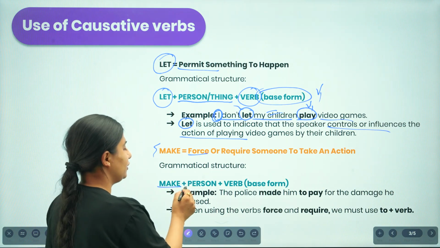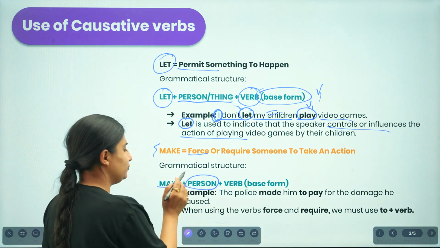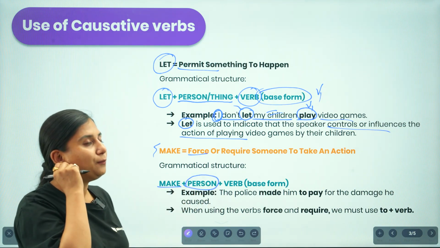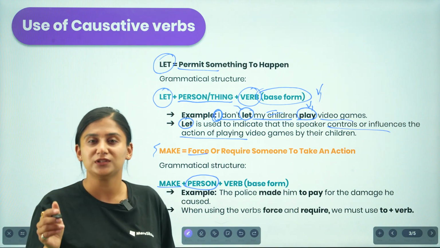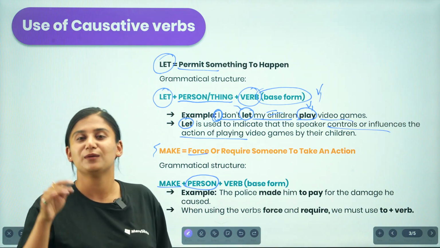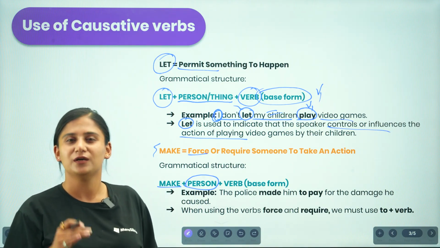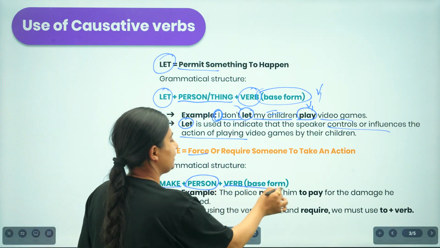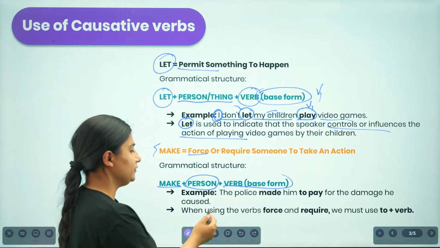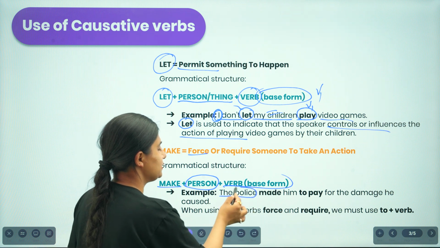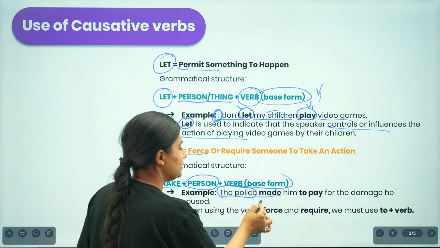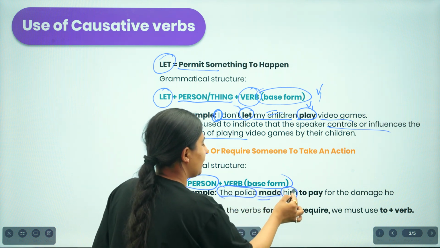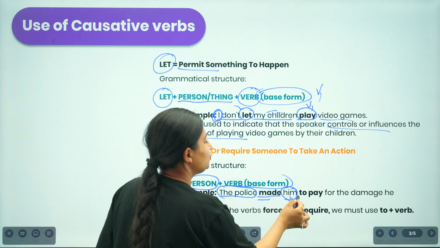Along with make, we again use a person, because we don't usually make something do something, we make a person do something, and then again we use the base form of the verb. So for example, here the subject is the police, and the police made him pay for the damage he caused.